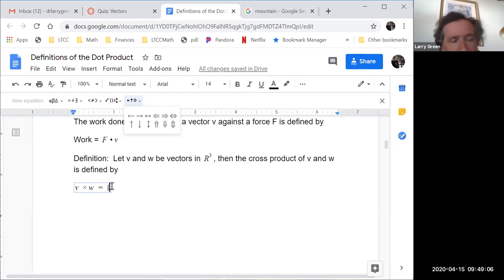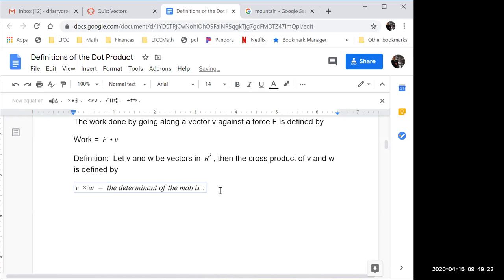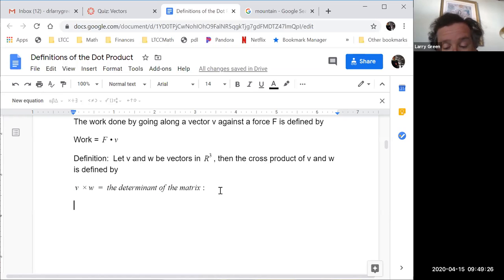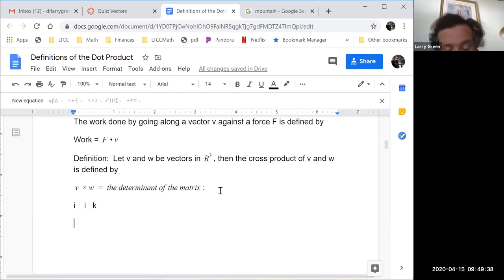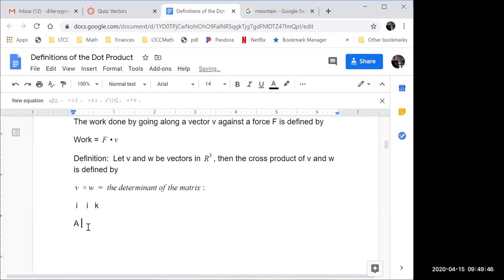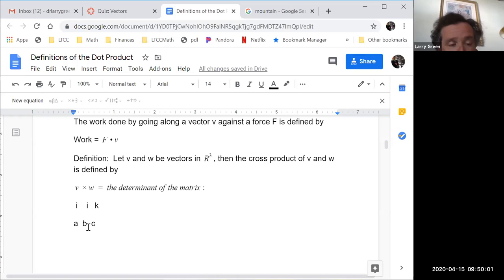All right, so I may have to just explain then. The determinant of the matrix, and what we're going to do is write i, j, k, and then the first row will be, I'm going to call it A, B, C, and then the third row will be D, E, F.